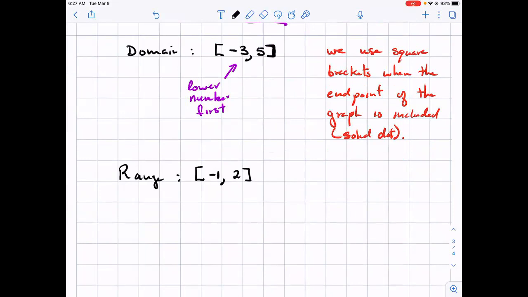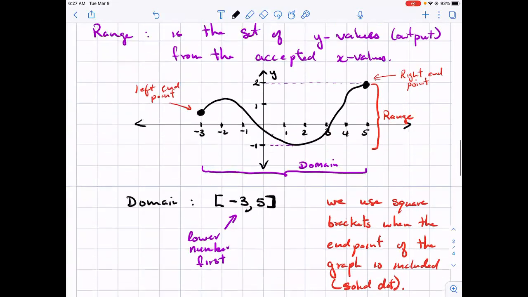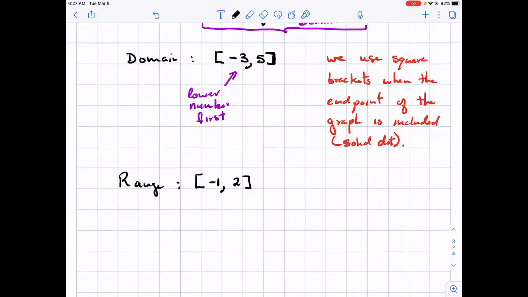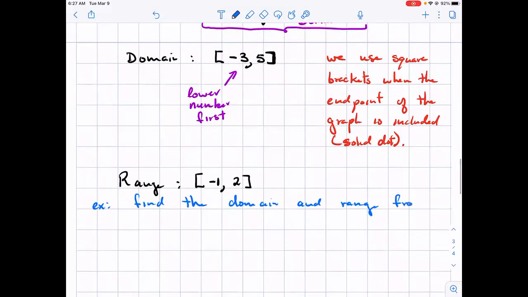Now, if we look at another example of this, we can have many examples here from the graph. Let's look at another example. Okay. So, example: find the domain and range from the graph below. Okay. So now we want to find the domain and the range from the graph below.